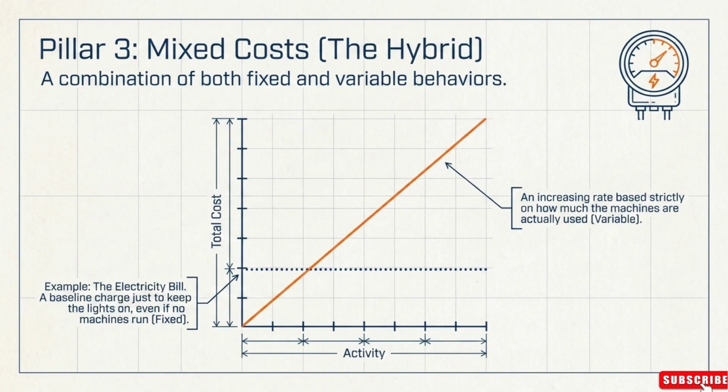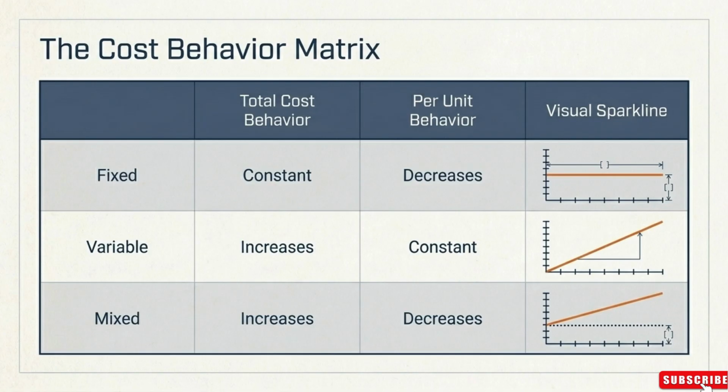Finally, we have mixed costs, the hybrids, and these are a combination of both fixed and variable behavior. Think of your electricity bill. You pay the baseline charge just to keep the lights on. That's fixed. But as you run more machines, the cost increases. That's the variable part.